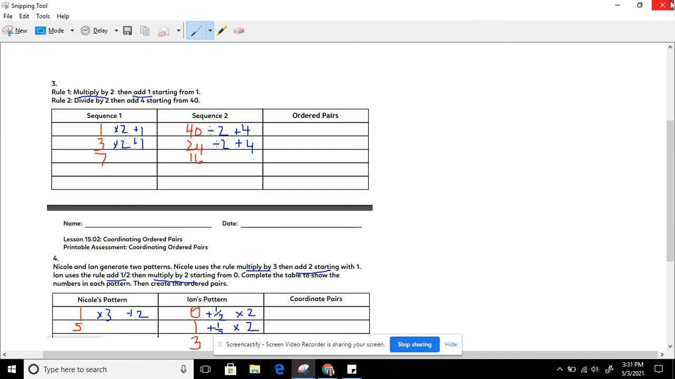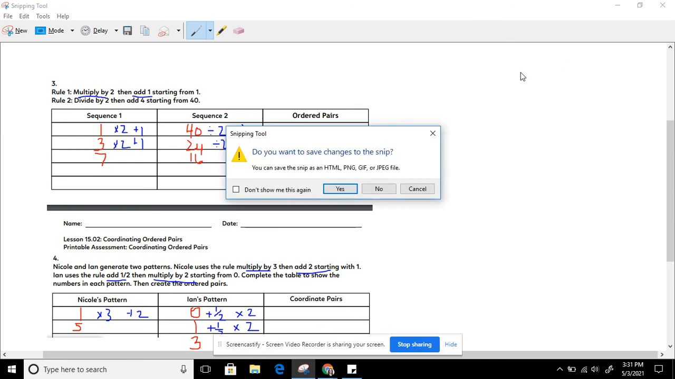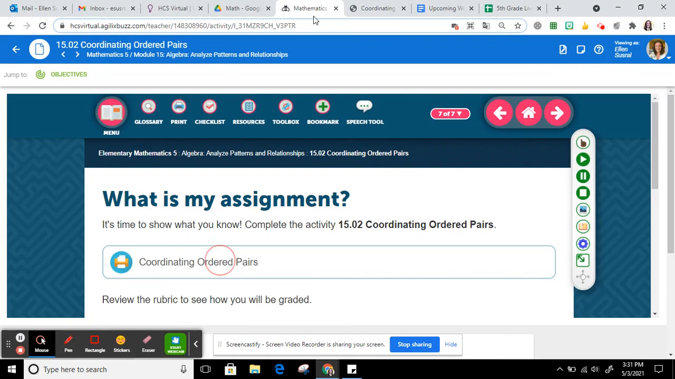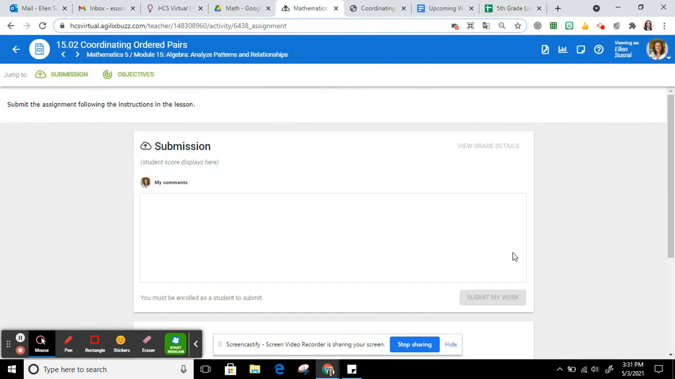All right, so that is what you're doing for lesson 1502. You've got 4 different charts that you're going to be completing. When you're done, you're going to go back to your Buzz lesson. You'll click on the next activity tab. You'll click on the blue plus mark and submit your work.